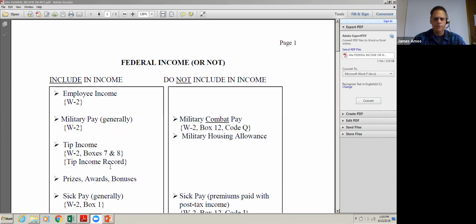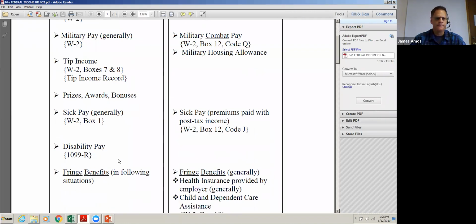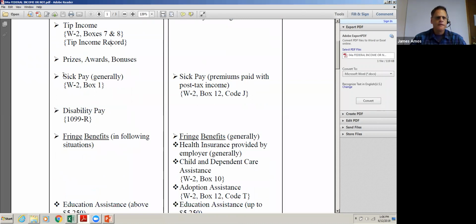Prizes, awards, and bonuses are included in income. Sick pay generally and usually will be included in income. That'll be found as part of W-2 box 1. It'll actually already be included in there. However, sick pay might not be included if the premiums were paid with post-tax income. Remember, pre and post-tax. If it was paid with post-tax income, you're going to see it with a code J in box 12, and that would not be included.